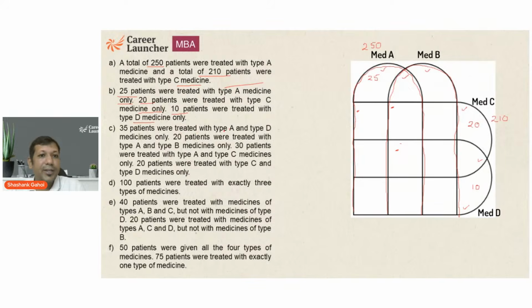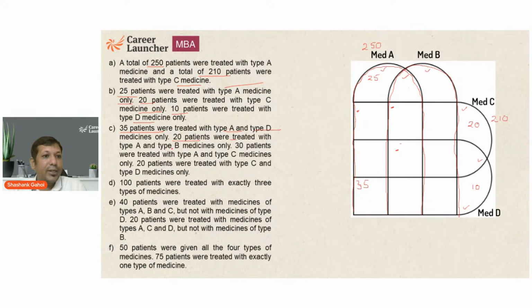35 patients were treated with A and D only. Okay, so A and D. So basically it should be part of A, it should be part of D. So the only common region comes out to be this, and this comes out to be 35. Okay, so I got this.